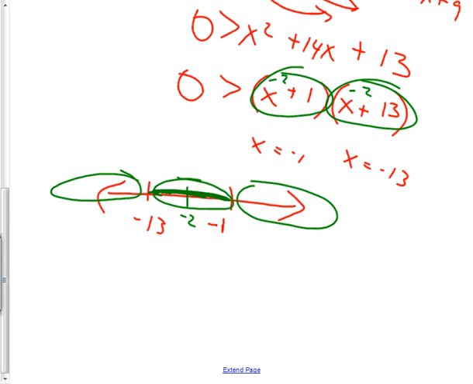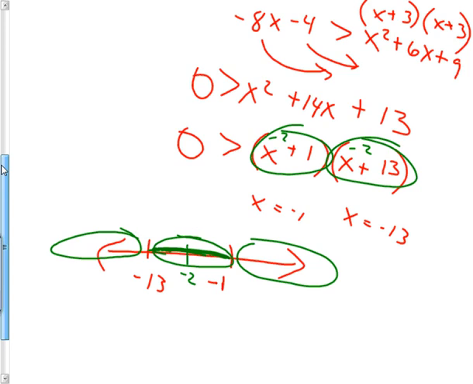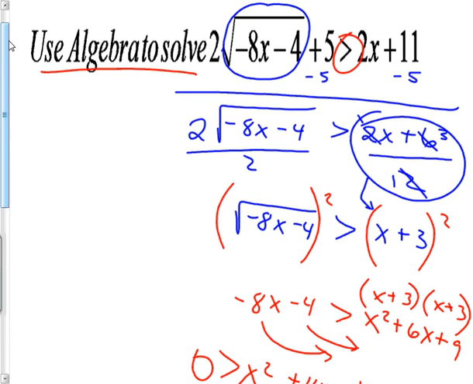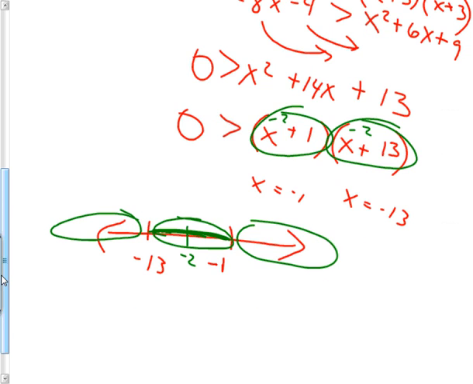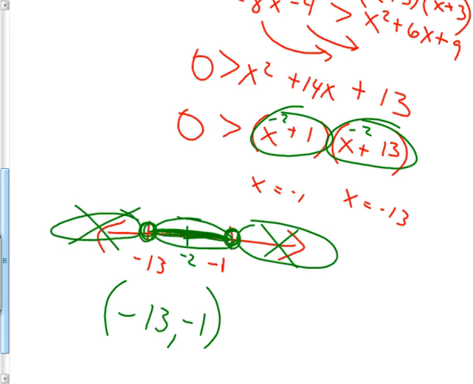Do my endpoints, the -13 and the -1 themselves, work? No, because this isn't an or equal to sign. So they're not going to work. If you wanted to, you could test them. Stick -1 into the equation and you'd find out it doesn't work. Empty spot here, empty spot here, filled in there. If you test these, you'll find out they don't work. Final answer, -13 to -1 with parentheses.